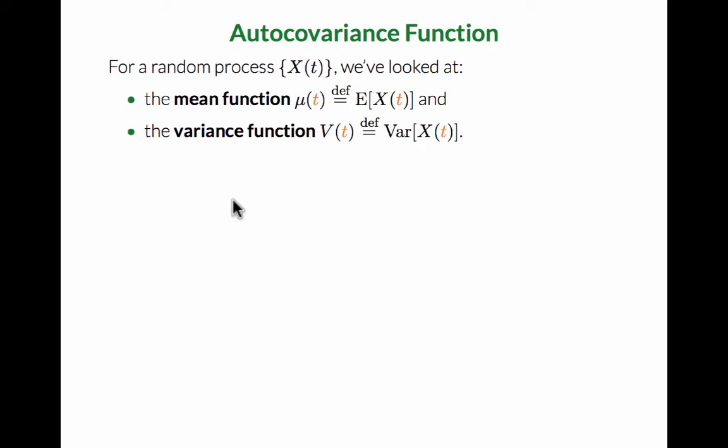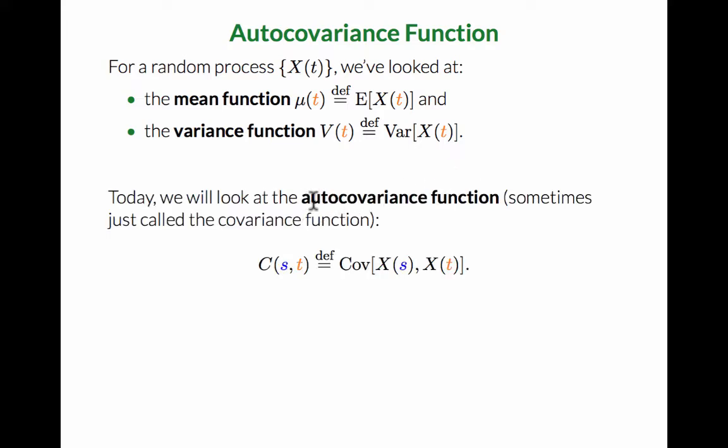So far, we have learned two functions for describing a random process. The mean function, which tells us for any time t the expected value of the process at that time, and the variance function, which tells us for any time t the variance of the process at that time. Today, we'll introduce a new function, the autocovariance function, which is actually a function of two times, s and t, and it tells us the covariance between the process at time s and the process at time t.